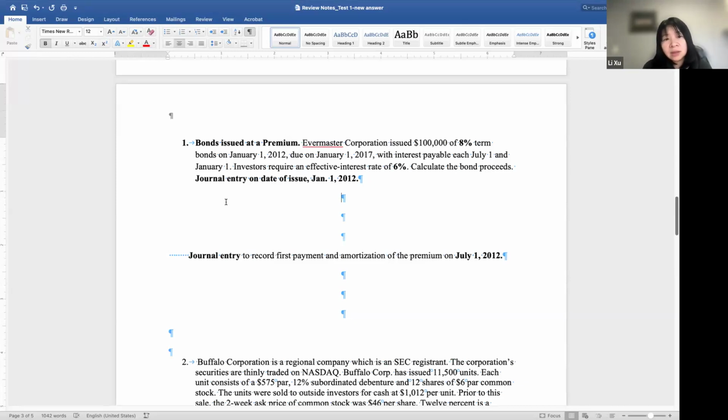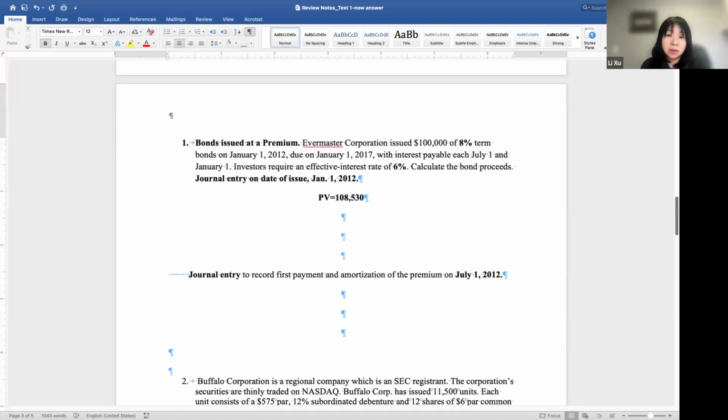Effective rate is 6%. They want to ask what's the journal entry on January 1st, 2012. There are a couple of things I'm testing. The first one is you have to figure out the present value of the bond, and that is where you're going to use your table or the time value or financial calculator. If you do the calculation, it should give you a present value of 108,530. Okay, that's step number one. Do the calculation, figure out what the present value is, and then do the journal entry.